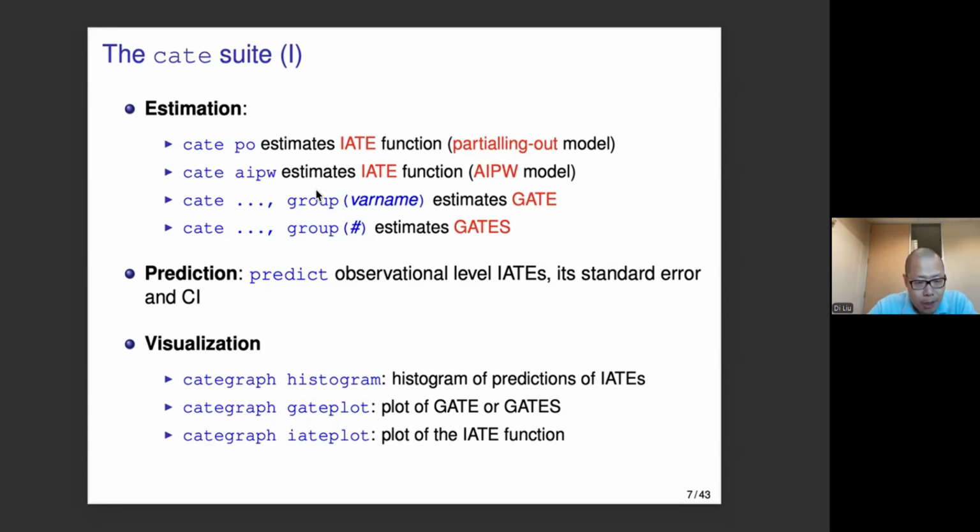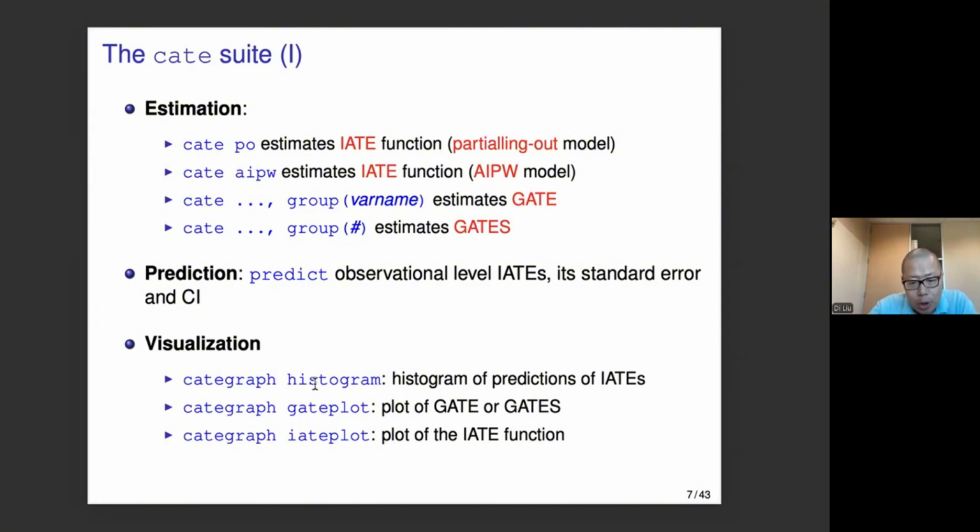So this is for estimation. For prediction, we predict the observation-level IITEs together with standard errors and confidence intervals. For visualization, we can visualize the CATE at different levels. When you have IITEs, we can estimate the IITE functions for each observation, so we have a distribution of the IITEs.